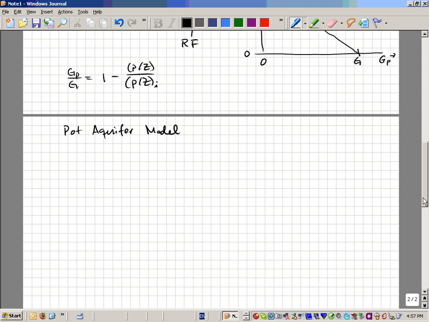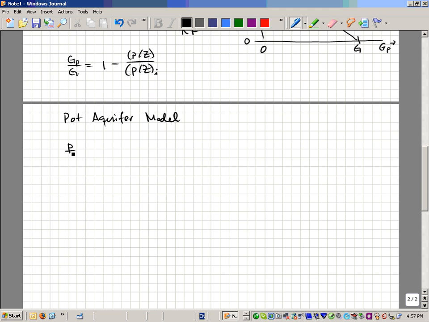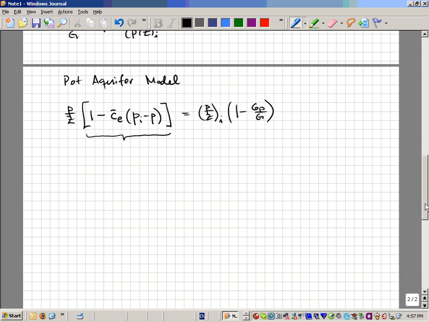Okay, and basically it looks like this. We get P over Z times 1 minus an effective cumulative compressibility, we'll talk about that in a second, times initial pressure minus the current average pressure. So this is kind of a new term for material balance, and that's equal to the same as we had before, the initial P over Z times 1 minus recovery factor of the gas. And at this point, we're going to look at this CE term, and as defined by Fetkovich et al.